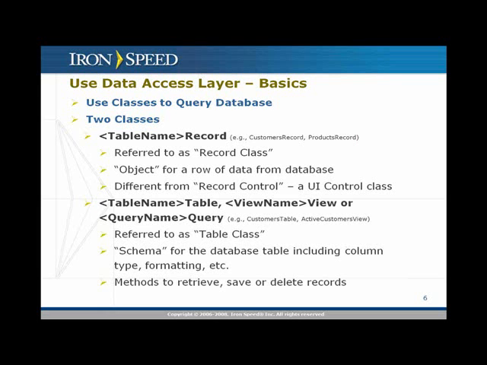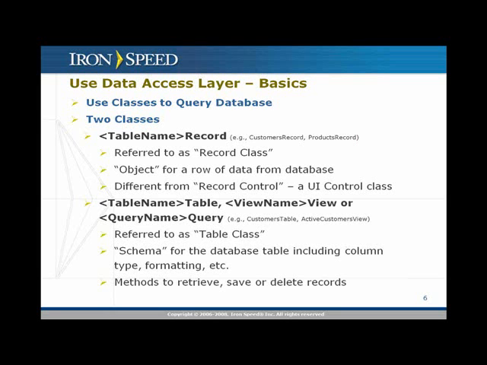The purpose of the record class, and the record class will be named based on your table name. So for example, if you've got a customers table in your database, we will generate for you a class called customers record. Similarly, you will have a products record and an employees record and so on if you've got those respective tables in your database. And in addition to that, we will generate a products table, a customers table, an employees table class as well.